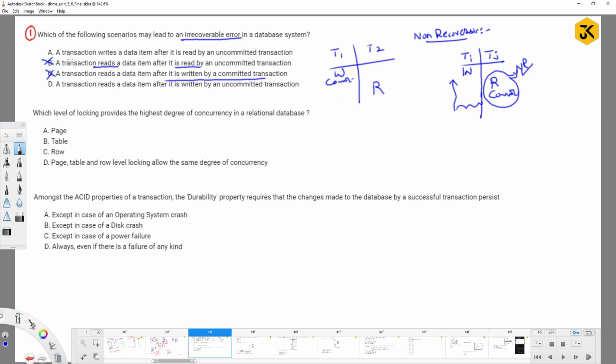What about option A? A transaction writes a data item after it is read by an uncommitted transaction. If T1 is followed by T2, T1 has the read operation and T2 is trying to perform a write operation, but T1 is not committed yet. Then what kind of problem is this, if it is going to be committed?